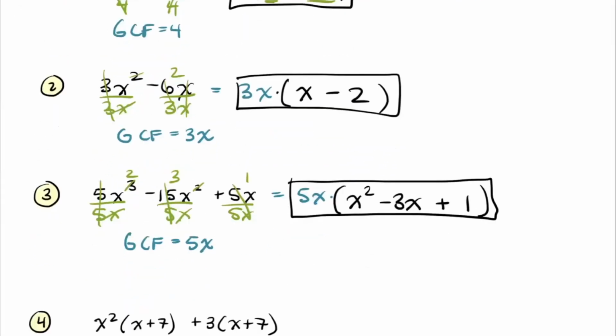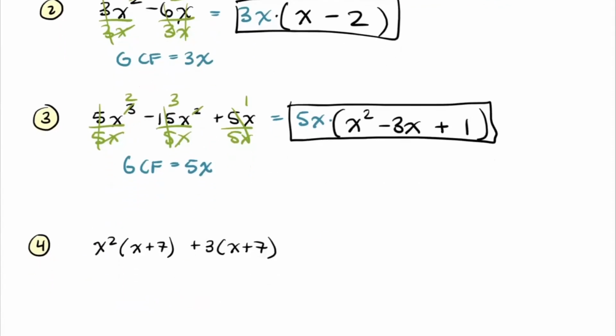All right, one more example with this to illustrate to you that a GCF could be a binomial instead of a monomial. So in this example, we've got x squared times x plus 7, plus 3 times x plus 7. Now I know this looks kind of complex compared to the other ones. The terms aren't as separated out as they were in the previous example, but you want to look at this as being one part, and then we're adding this other part to it, and look for the things in common for each of those.